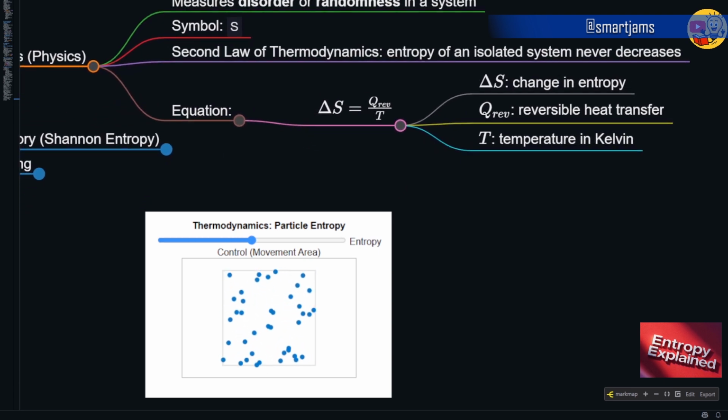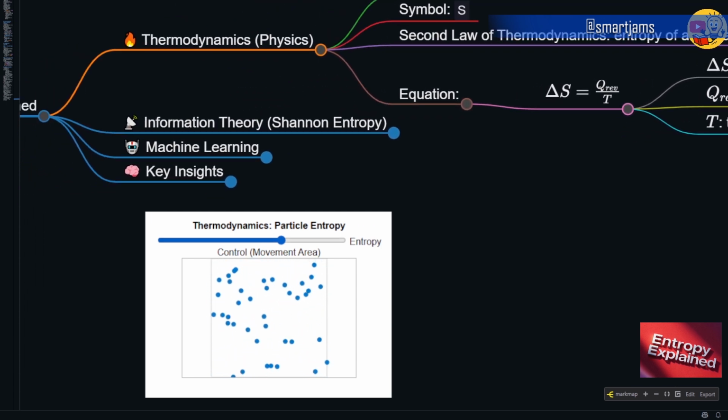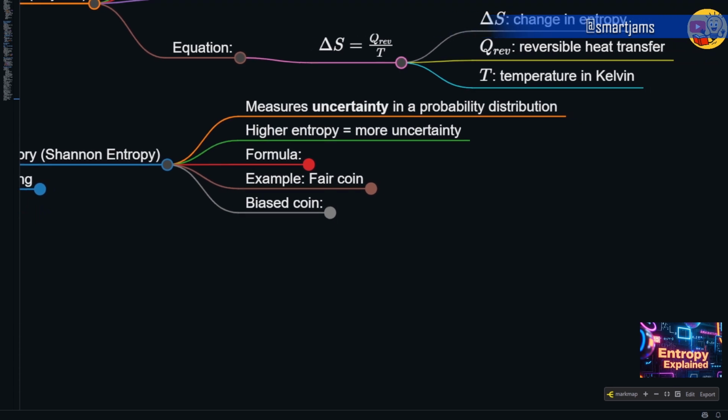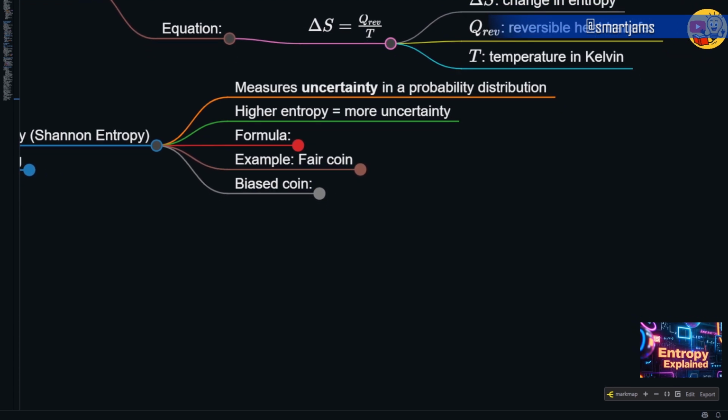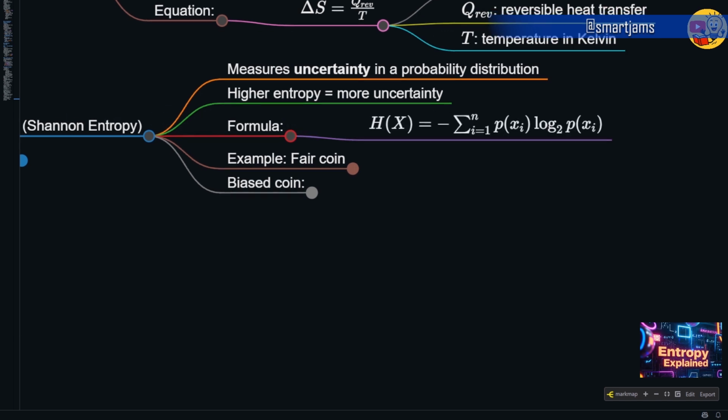Now that we've seen how entropy operates in the physical world, let's explore how it applies to information itself. Moving into the realm of information theory, entropy takes on a new meaning: uncertainty. Introduced by Claude Shannon, entropy here measures how unpredictable a message or data source is. The formula reads, H of X equals negative the sum over i of P of x sub i times log base 2 of P of x sub i.